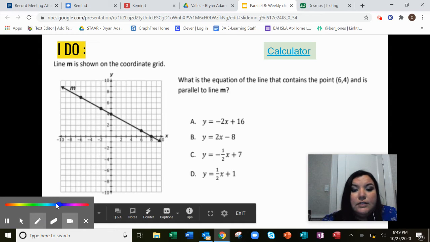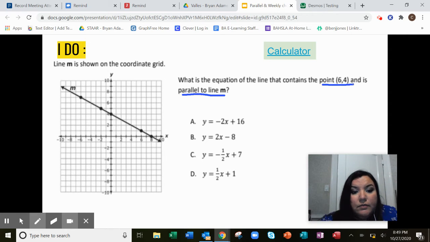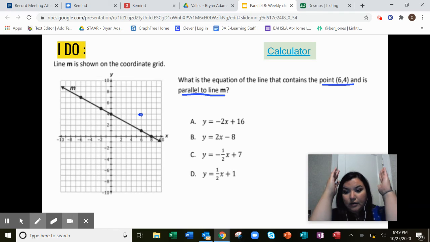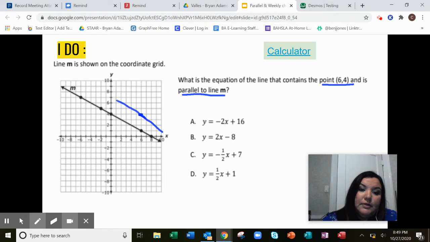So we have this line M, and we want to know what line is parallel to that line that also contains the point (6, 4). If we see our graph, we're looking for the particular line that's going to go through that graph. If it is parallel, based off our definition, parallel means that they are going in the same direction. So that means that the parallel line needs to be going in the exact same direction.